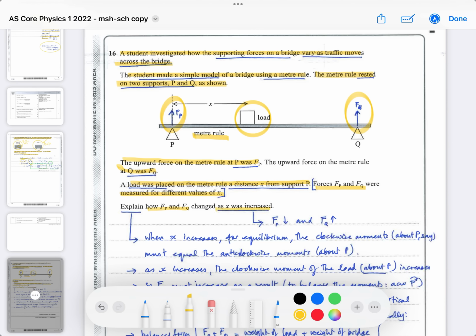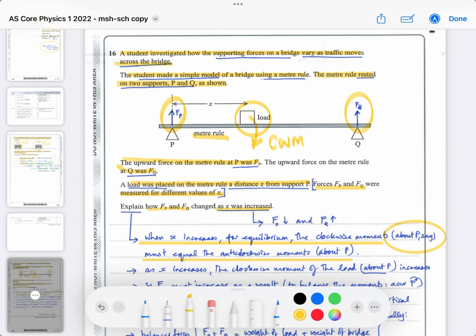Well, if x increases, then if we take moments about P, so just assume you're going to take all the moments about P. When x increases, the clockwise moment will increase. So if x increases, the clockwise moment due to the load will increase because it's got further away from P. The clockwise moments must equal the anti-clockwise moments about P.